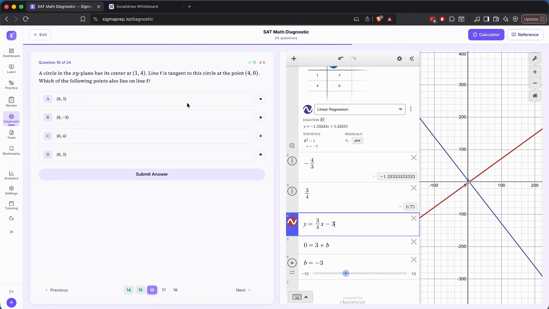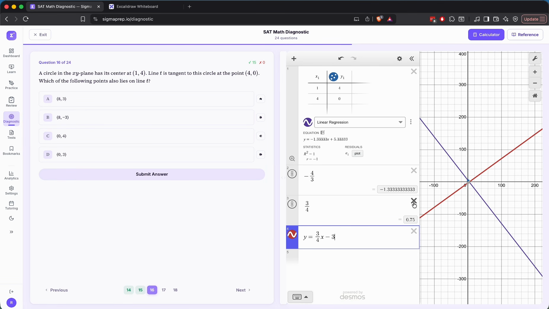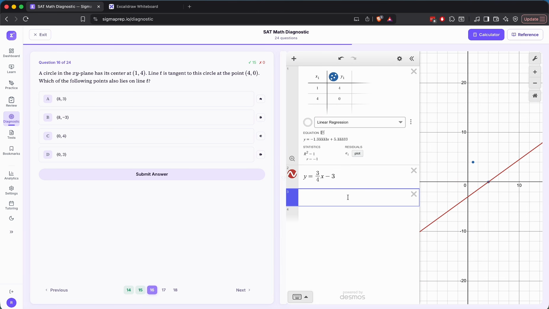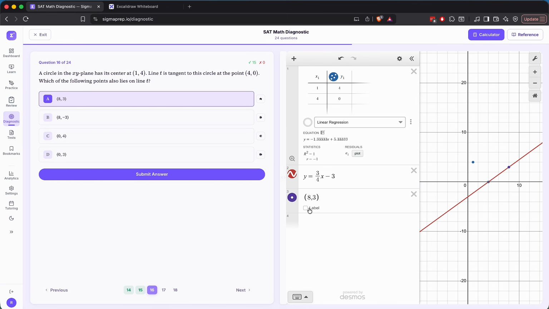And basically then they're just asking us which point is also on this line, right? Well, if you have the line now, let me ignore this other line. If I have this line here, I can just plug these points in and see if they're literally on the line. And there you go, right? A, the first one, it is on the line. If I show you the other ones, they're not going to be on the line. That's B. If we try 0, 4, there it is. That's that point. It's not on the line, right? But we already know it's A.